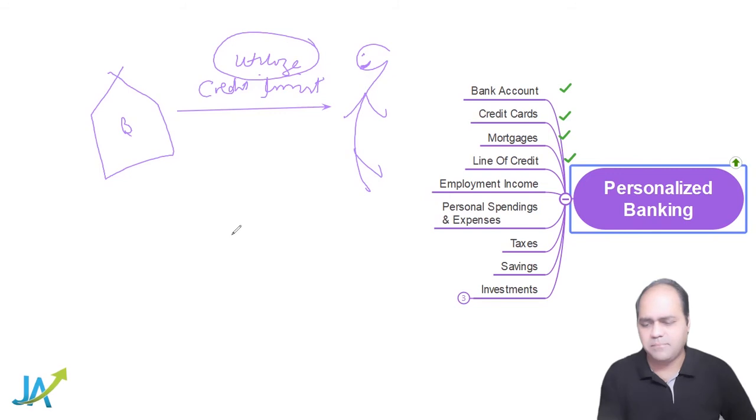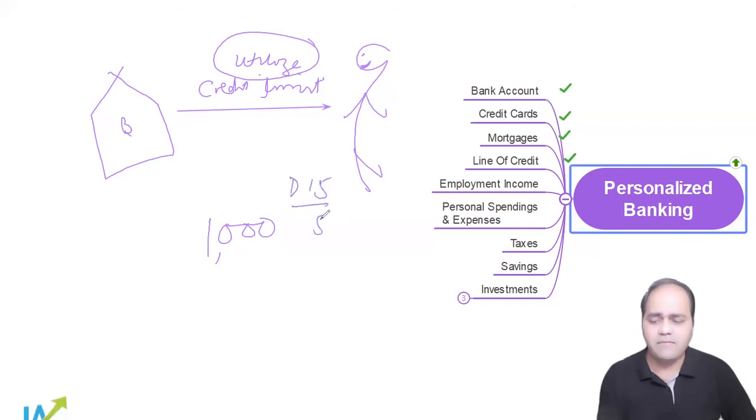Let me take an example. Suppose the credit limit given to you is 1000 rupees, and at some point of time, maybe on day 15, you think that you require 500 rupees in that.